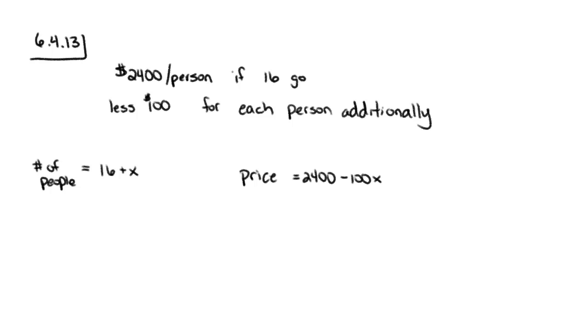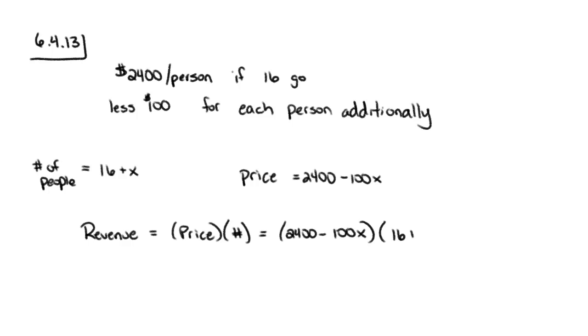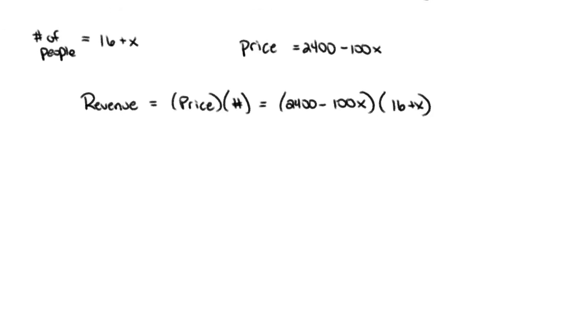And then finally, the revenue. Revenue is, remember, as we discussed in class, price times number of people or number of objects sold. The price here is 2,400 minus 100x, and the number of people that are going are 16 plus x. That's our revenue function. And then how many people must show up to maximize this function?